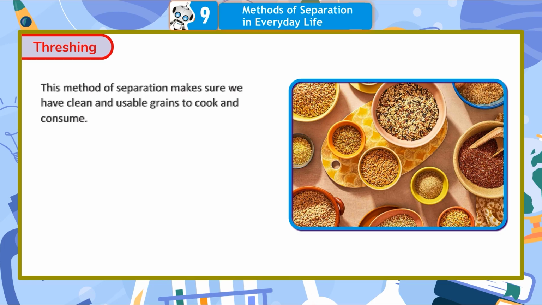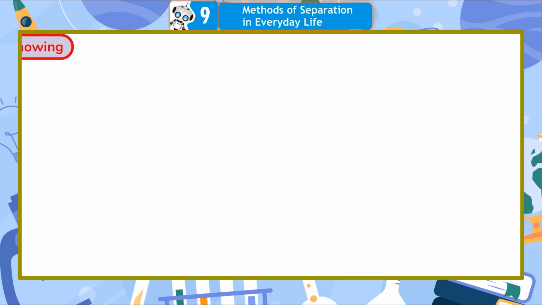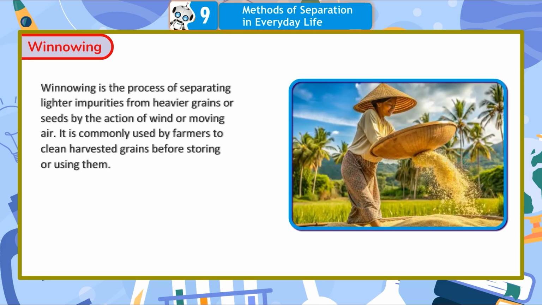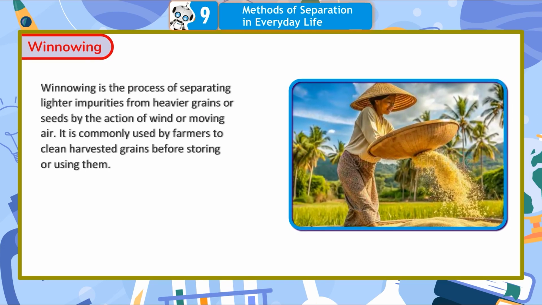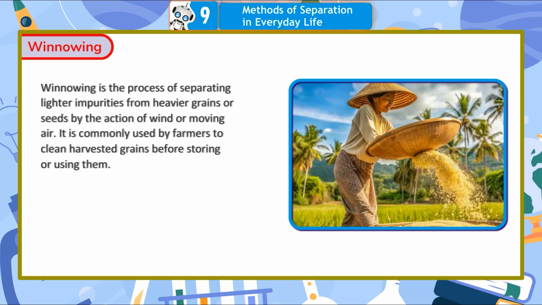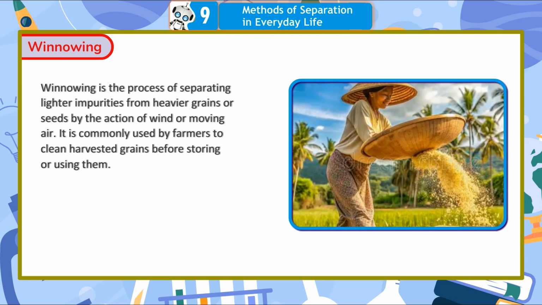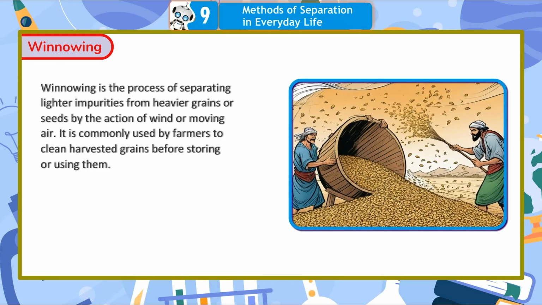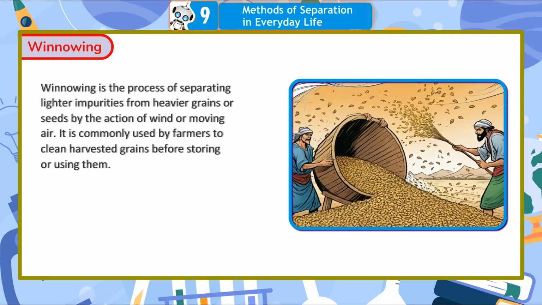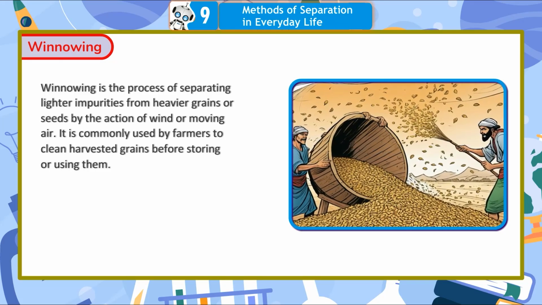Winnowing. Winnowing is the process of separating lighter impurities from heavier grains or seeds by the action of wind or moving air. It is commonly used by farmers to clean harvested grains before storing or using them.